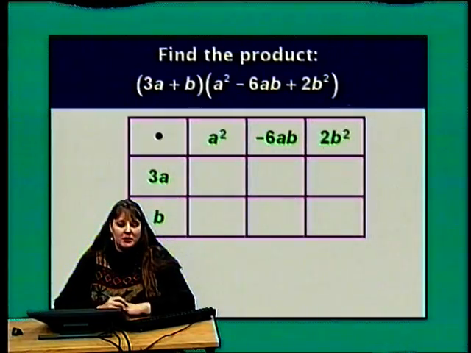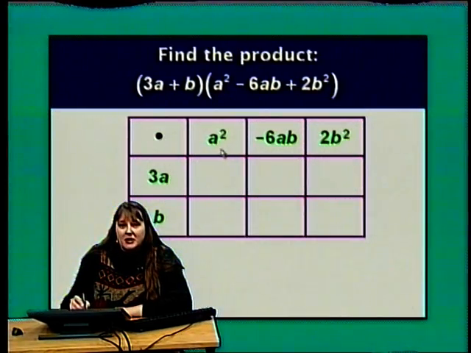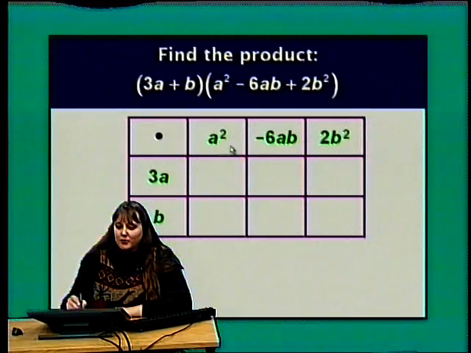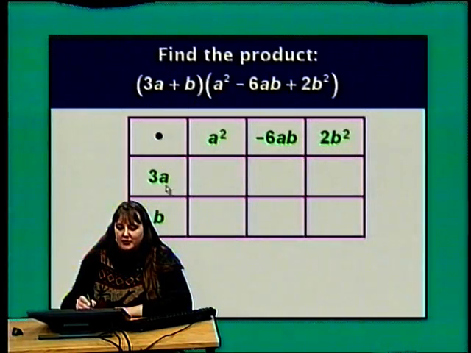So what I'm doing in my table is putting the terms of one of the polynomials along the top row. So my trinomial had terms a squared, negative 6ab, and 2b squared. And then in the first column, I'm going to put the terms of the other polynomial. My first polynomial, which was a binomial, had terms 3a and b. This is going to work just like a multiplication table that you might have encountered in grade school.